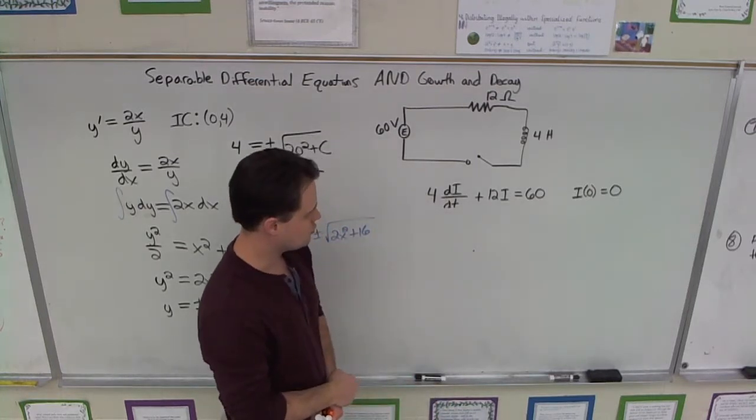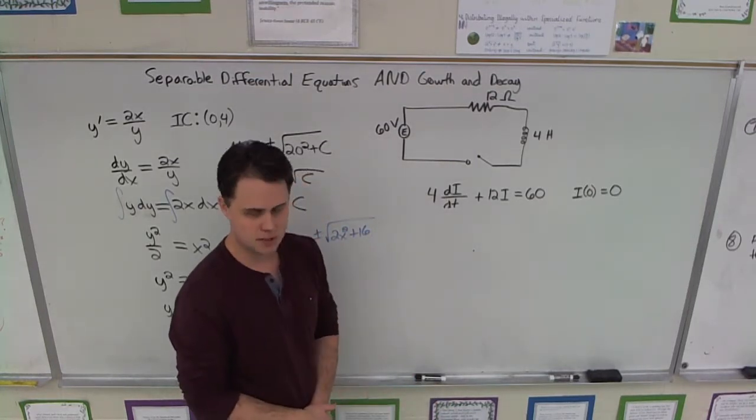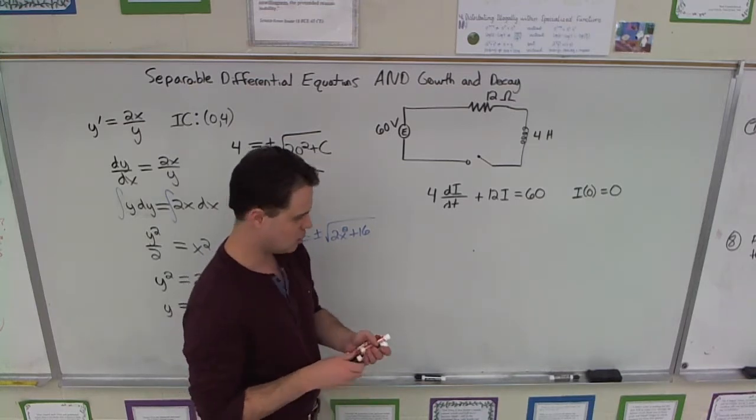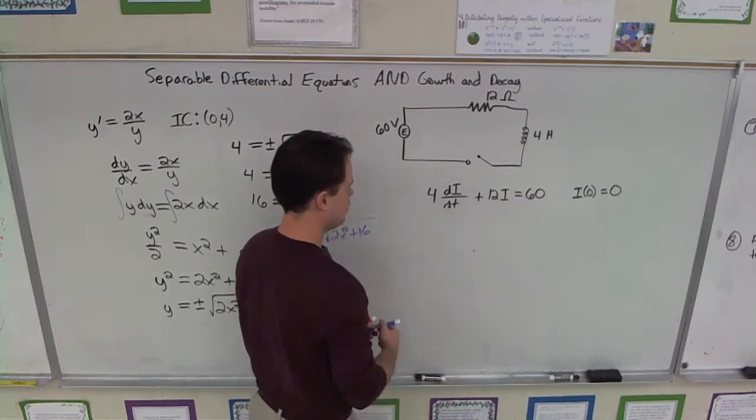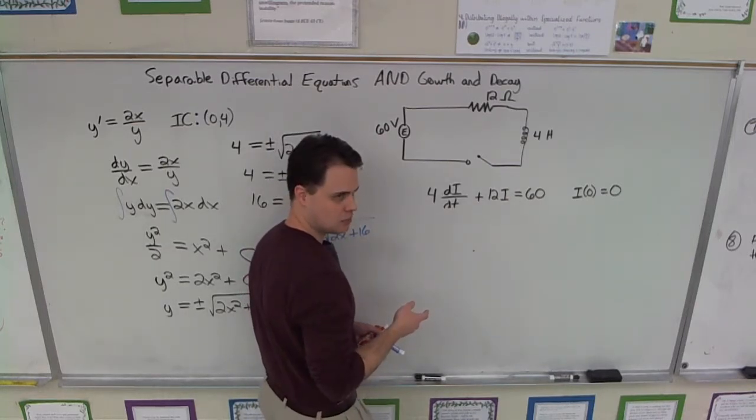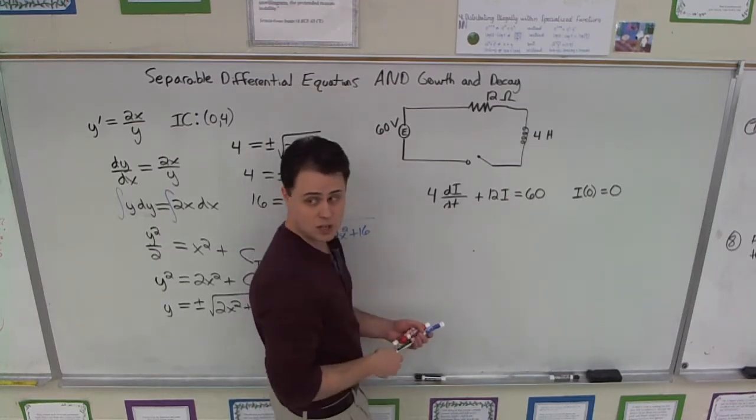So, can we solve this differential equation just by separating variables? I think we can. So can you guys help me separate? What do I need to move? Remember, that's just the initial condition. We need to get the i's on one side and we need to get the t's on the other, exactly.